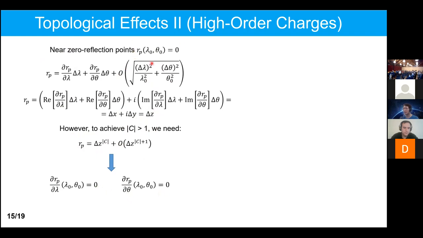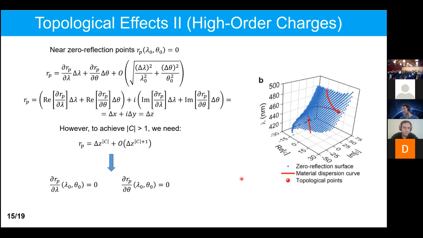These equations actually tell us what the derivatives of the material curves will be, and it implies that they will intersect only at one point. So we cannot have two intersections at the same point with the same topological charge. So we cannot achieve high order charges.